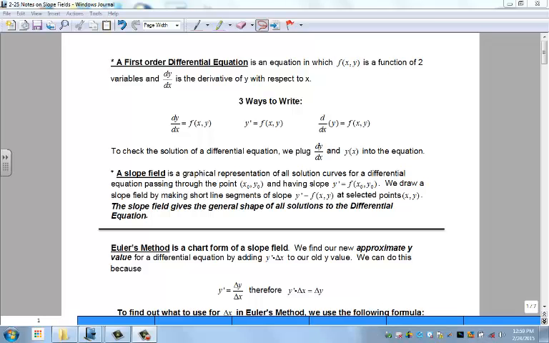Good morning, kids. Today I'm going to talk to you about slope fields. It's a different way to look at a differential equation. We did differential equations earlier this year, and now we're going to look at these slope fields.